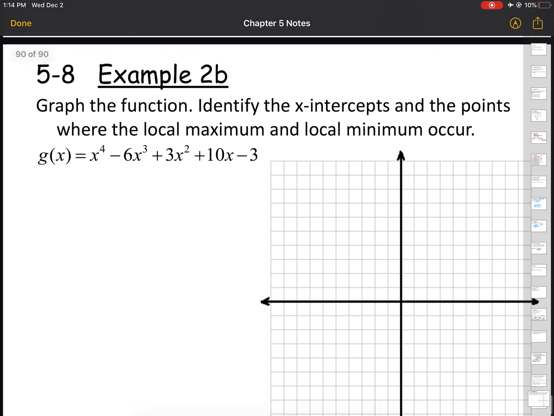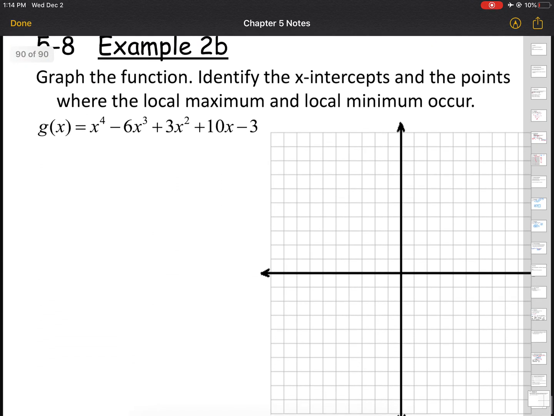Last one we're going to look at is this last example here. We're going to do the same thing, talk about our degree. Our degree here is 4, and our leading coefficient is 1. So since my degree is even, that's the U-shaped kind of graph, so we know it's going to look like a U. And again, if we go through that process of putting in that whole polynomial into y equals, and then hitting the graph button, and then we try to figure out what the zeros or the x-intercepts are.